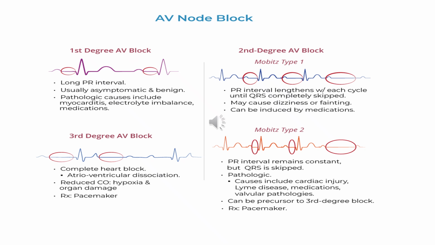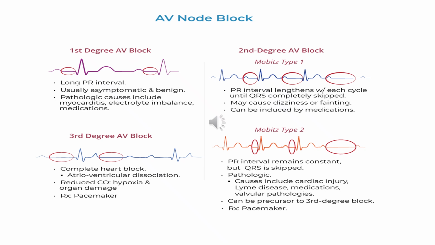So with our second degree type 1 or our Wenckebach, remember your PR interval gets longer, longer, longer, drop, then you have a Wenckebach. This is usually going to be asymptomatic as well, and it can be caused by medications, electrolyte imbalances, heart disease, valvular diseases, but occasionally patients may experience dizziness or fainting, and that's when we need to make sure that we are treating it because it's all about the symptoms.